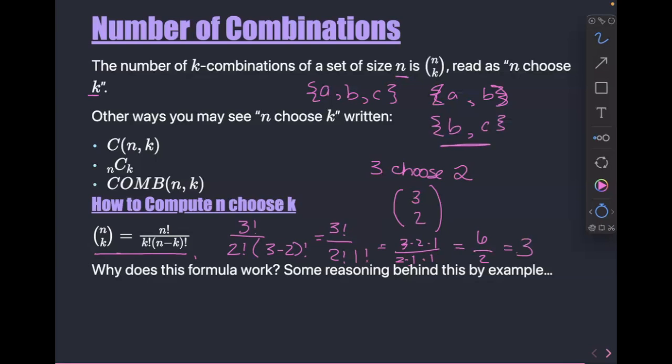And in our example, that was the case, right? Because we had AB, BC, and then AC. Those were our 3 possible combinations. So that's how this equation works.